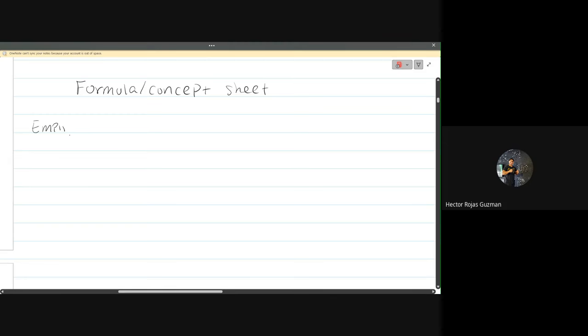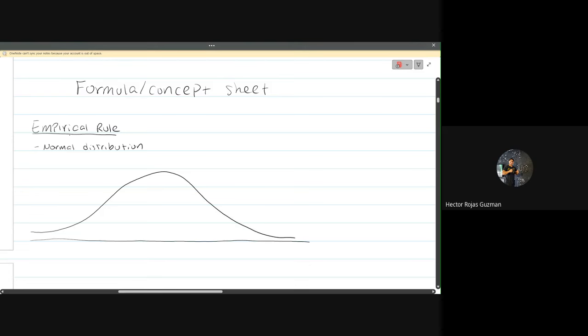Okay, so you should have your formula sheet out and somewhere to do some practice problems. Right now, we're going to first talk about the formula, the concept behind the empirical rule. The empirical rule could also be seen as normal distribution, and we generally have this bell curve of a graph. Let's see how good I can do this graph. All right, that's my best attempt at doing a normal distribution graph, the bell curve.